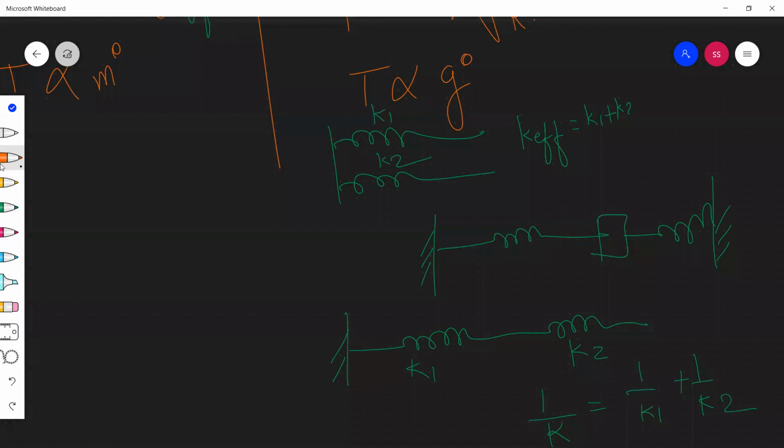Next point, spring को भी कभी कभी cut किया जाता है. And if you are going to cut a spring, then you must know that K into L is constant. K is inversely proportional to L, or K into L is equals to constant. This is what is going to help you to solve the problems of cutting the spring.